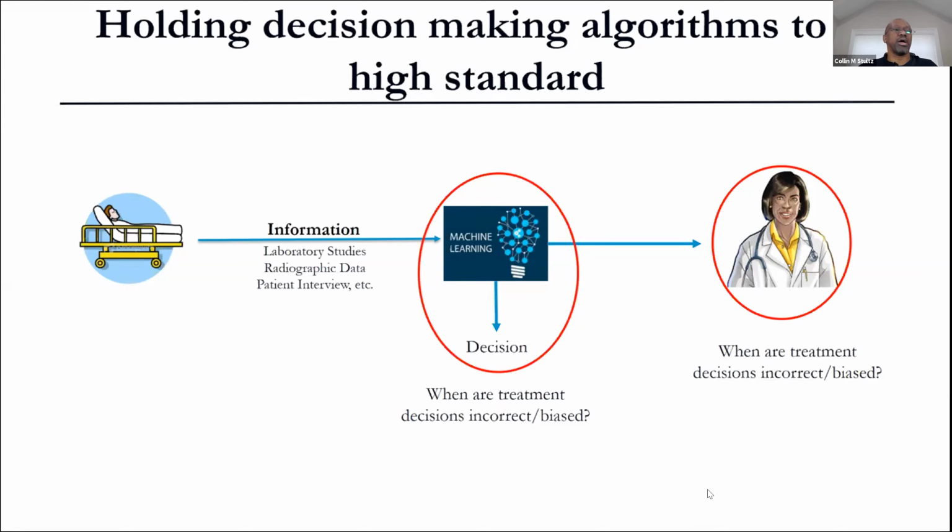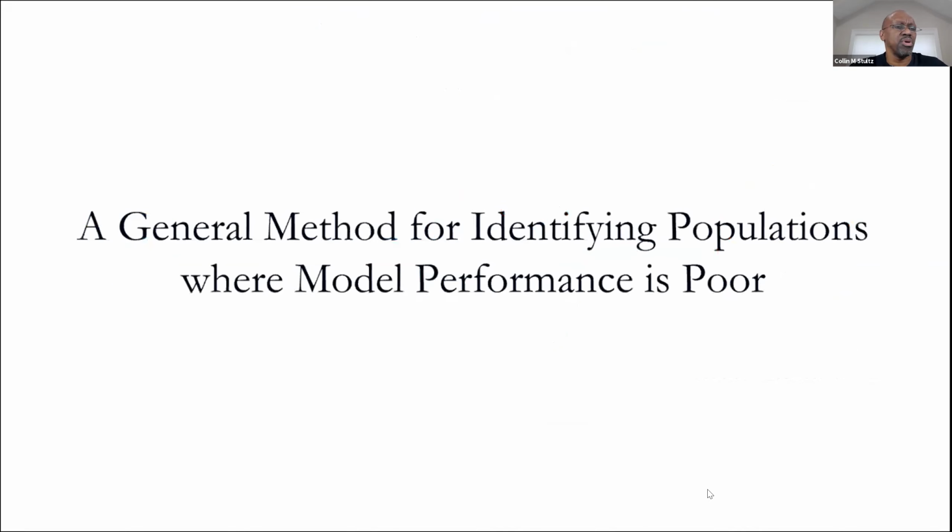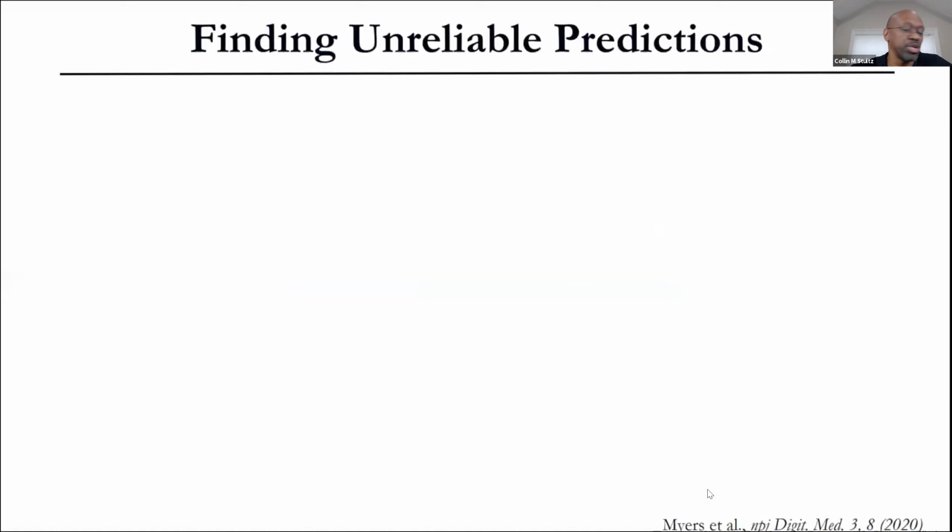So let's say I have no prior information about what subgroups are important, in which performance may suffer. And I just want to ask a question generally. So we also thought about identifying methods for finding populations where the model performance is poor with little prior information. So we call this finding unreliable predictions.